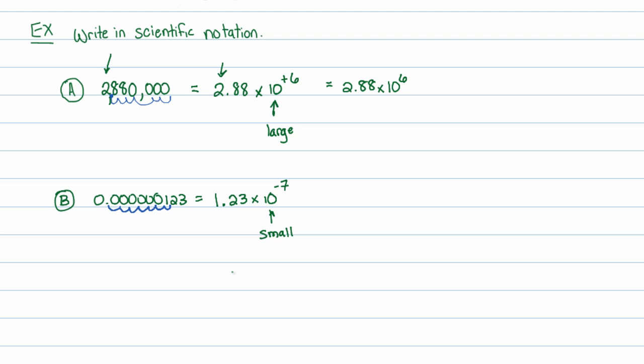So you have to always make sure that your lead number here is always a number between 1 and 9, including 1 or 9. And then if you're going to grow this number to be large, it's a positive exponent. If you're going to shrink it, it's a negative exponent. Now let's go ahead and play around with some mathematics involving scientific notation.